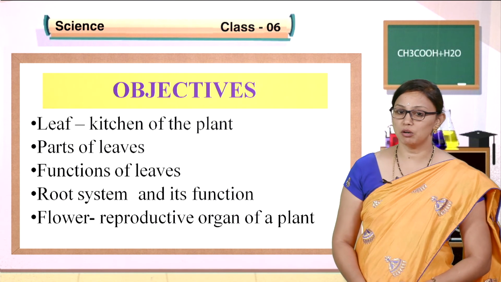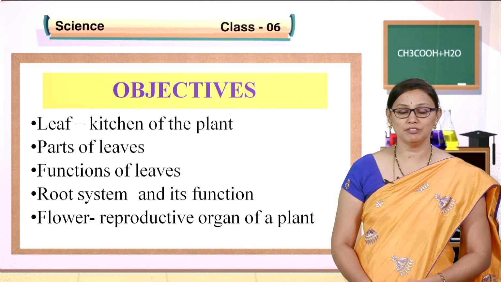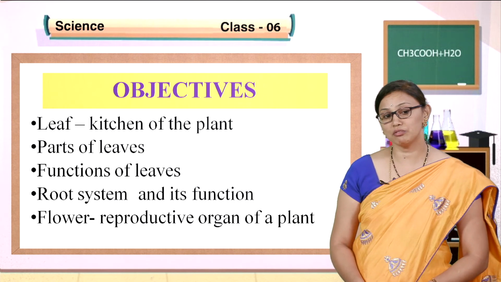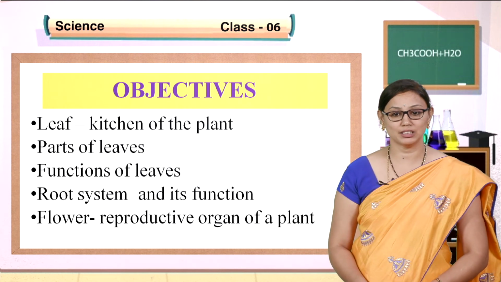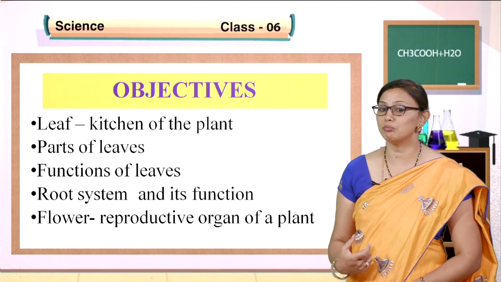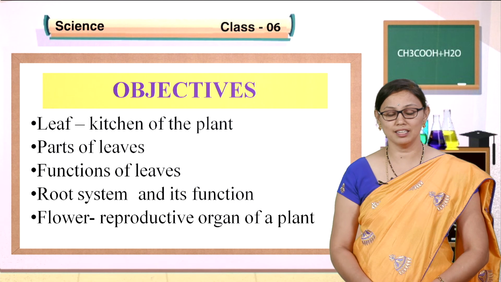Today's objectives are the leaf, the kitchen of the plants, the parts of the leaves, the functions of leaves, the root system and its functions, and the flower, the reproductive organ of a plant. So, these are the objectives we will be discussing in this chapter.